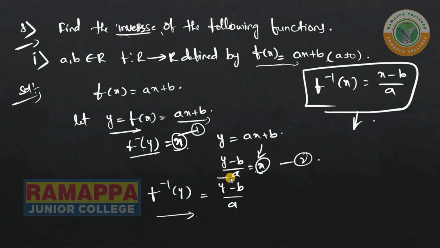First question, the inverse of f of x is equal to ax plus b will become like this: f inverse of x is equal to x minus b by a. Now move to the second question.